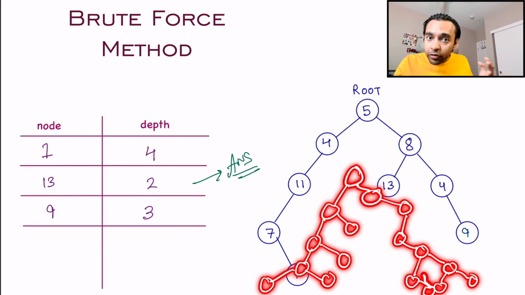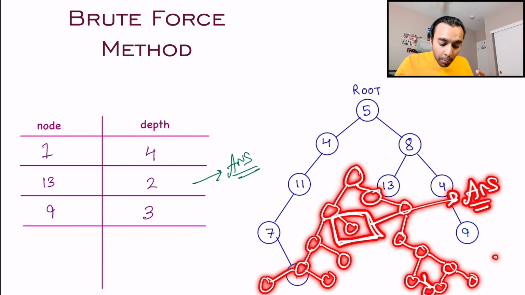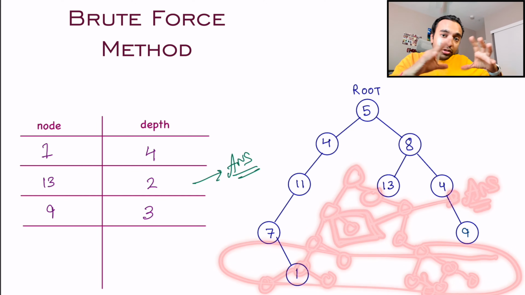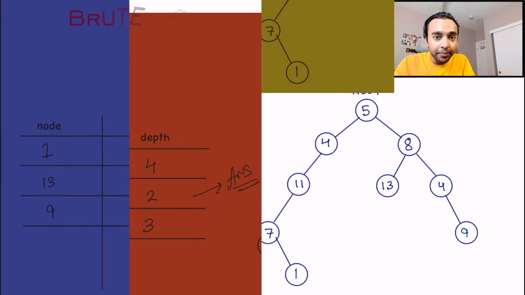Will you look at all of the leaf nodes? You can see that there are so many leaf nodes. But in fact, this will be your answer, right? Because it is at the minimum depth. So you basically don't even need to traverse all the bottom leaf nodes, right? So there must be some efficient way how you can approach this problem.